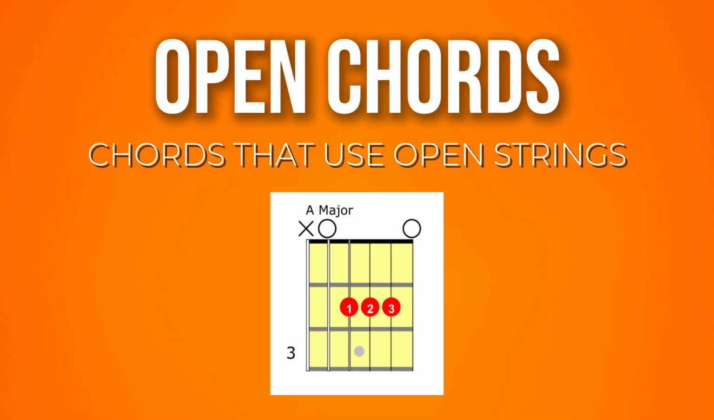An open chord is a chord that uses one or more open strings. An open string is simply a string that's played without pressing it down on the fretboard. This is represented on tab as a 0.